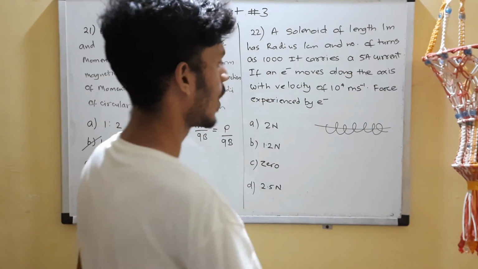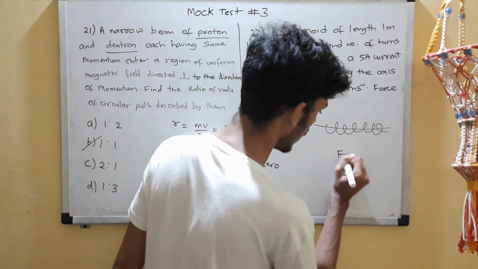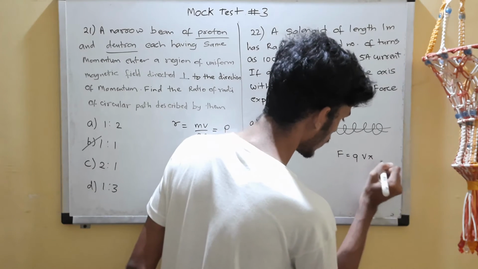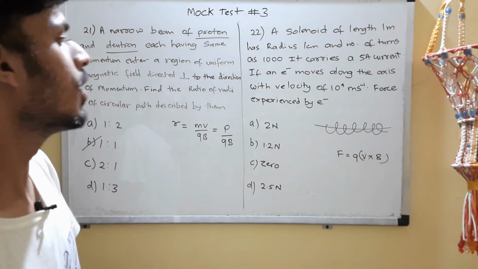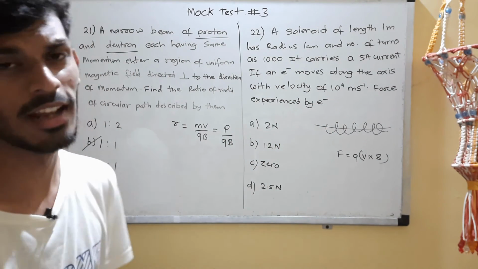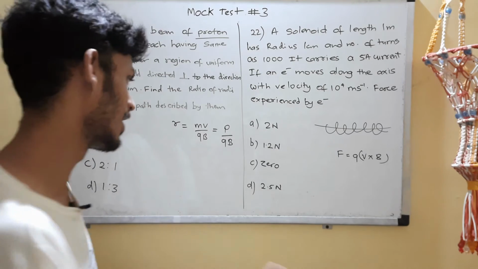Okay, so basically it's quite simple. You don't have to do anything actually. F equals qv cross B, or qvB sin theta. So if you see what the angle between v and B is, that will give you your answer.